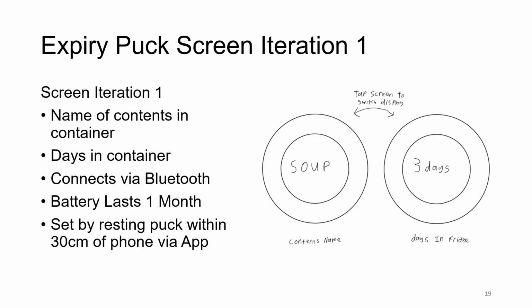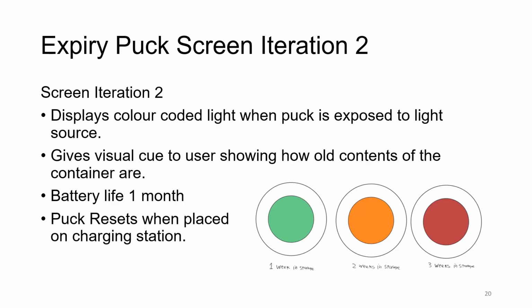Here I've got the first iteration of the screen showing that it can do the contents name of the food that's in the container, and it can also show how many days it's been in the fridge. My next iteration for the screen was having a color-coded system, which was green for 1 week, orange for 2 weeks, and red for 3 weeks.